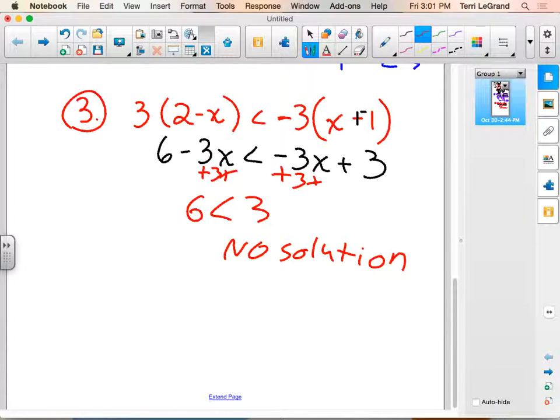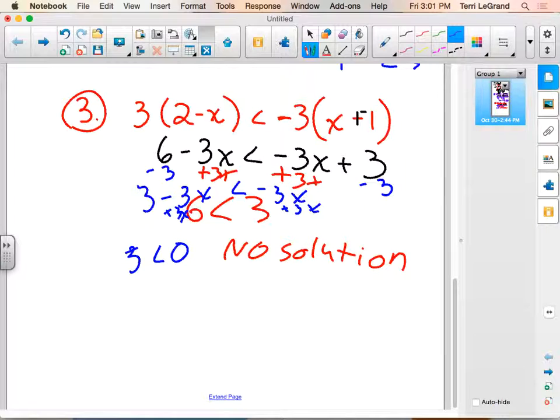Okay, I got a different answer. What'd you get? I subtracted the 3 from the 6 right away. And then I got 3 minus 3x is less than negative 3x. And then I added 3x to both sides and I got 3 is less than 0. So I'm doing Michaela's in the blue. Did I keep up so far? Yeah. And when you added 3x to both sides, you got what statement? 3 is less than 0.